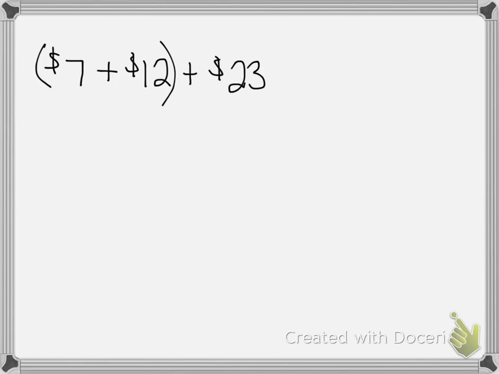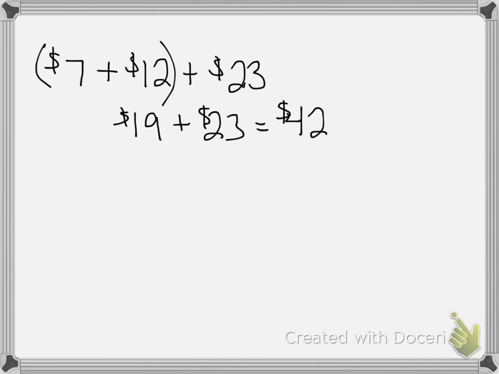So our numbers were $7 for the golf clubs plus $12 for the golf cart plus $23 for the greens fee. And so we can group this in 2 different ways. The first way is we can put the parentheses over the first 2 numbers. So 7 plus 12 and then add 23. So 7 plus 12 gives you $19 plus $23 gives you a total of $42.